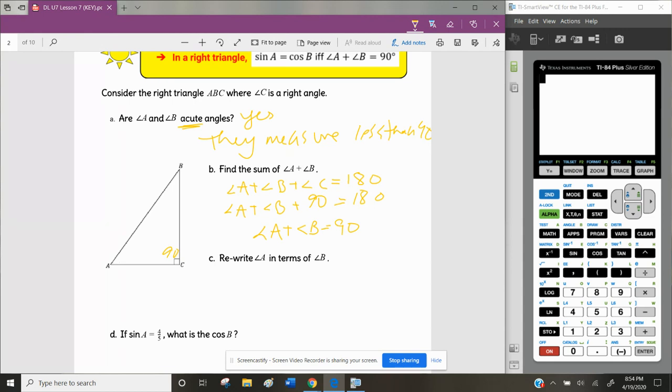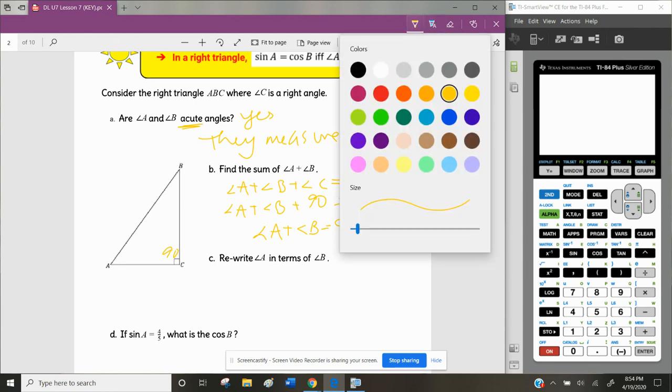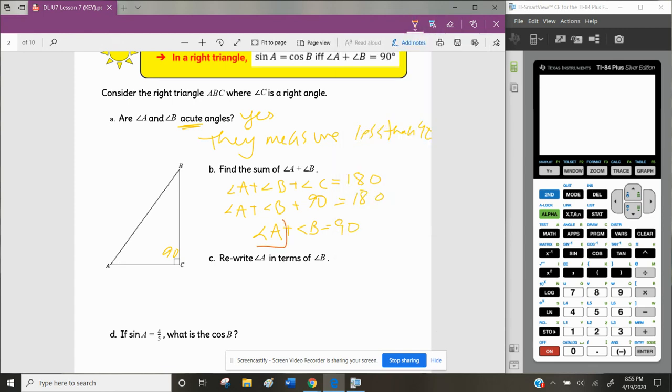Now we want to rewrite angle A in terms of angle B. We could do this for angle B as well. Since I want angle A by itself, we would subtract angle B from both sides. So angle A in terms of angle B would be 90 degrees minus whatever angle B is. All right, so how does this relate back to trigonometry?